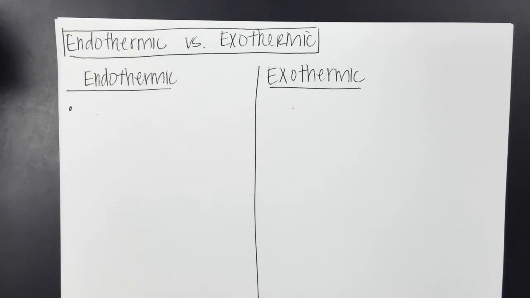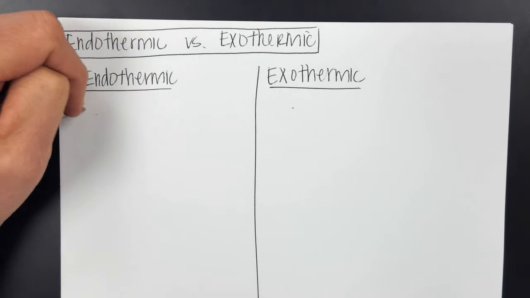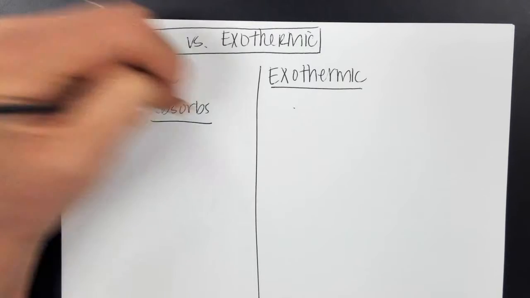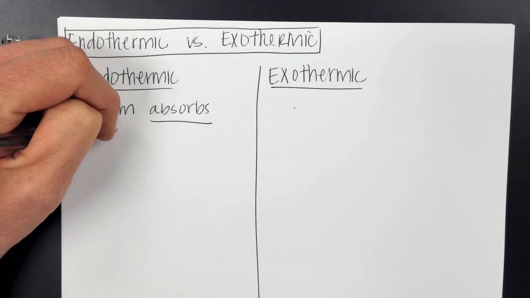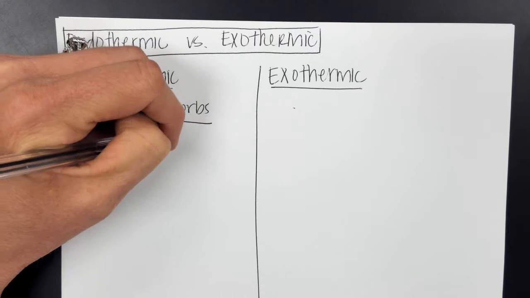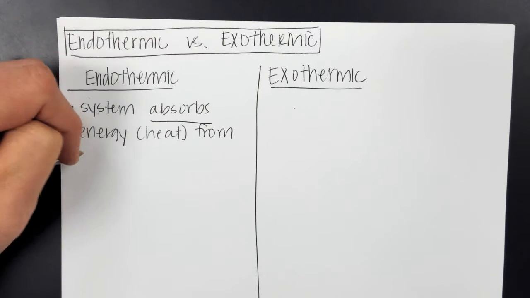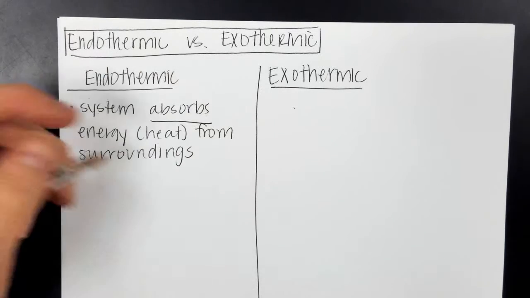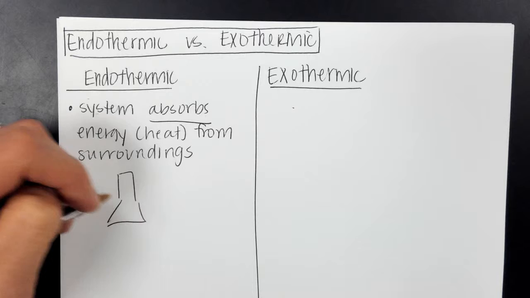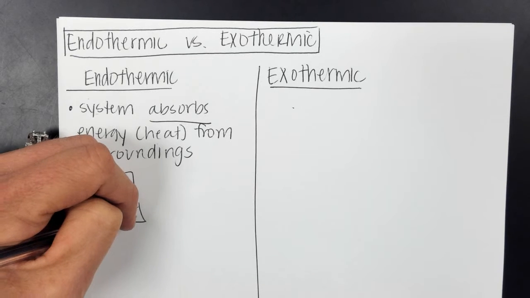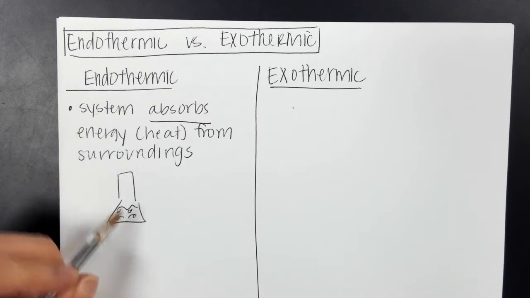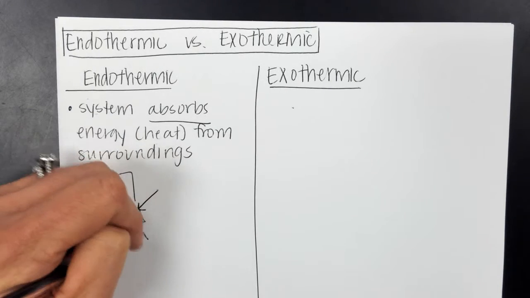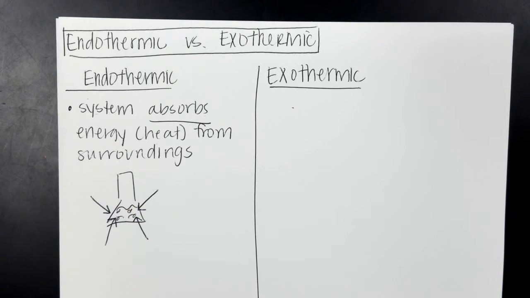So an endothermic reaction is one where the system absorbs energy, or heat, from the surroundings. Okay, so if you have a beaker with some chemical reactions happening inside, this is the system. Everything around it is the surroundings, and there is energy going into that system.